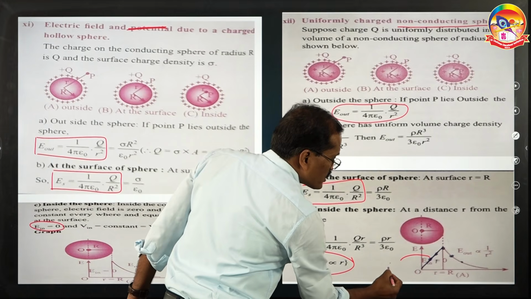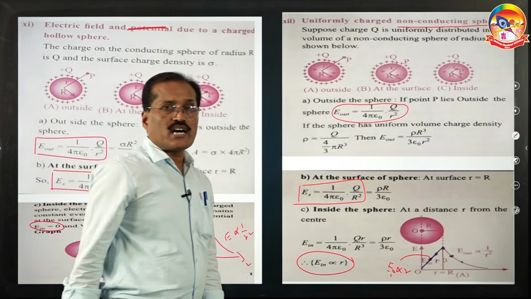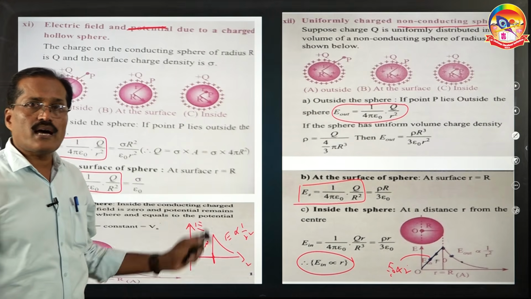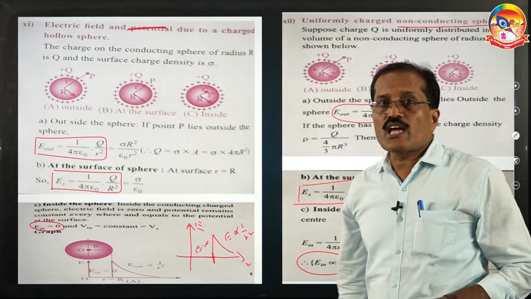It is directly proportional to r inside, and outside it is inversely proportional to r square, the intensity. These are the applications of Gauss law here. Okay. So, that is almost the end of the topic.